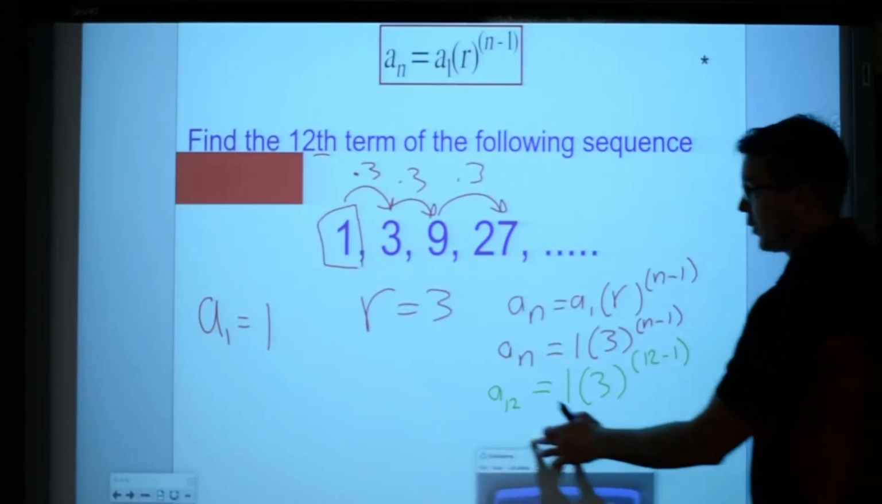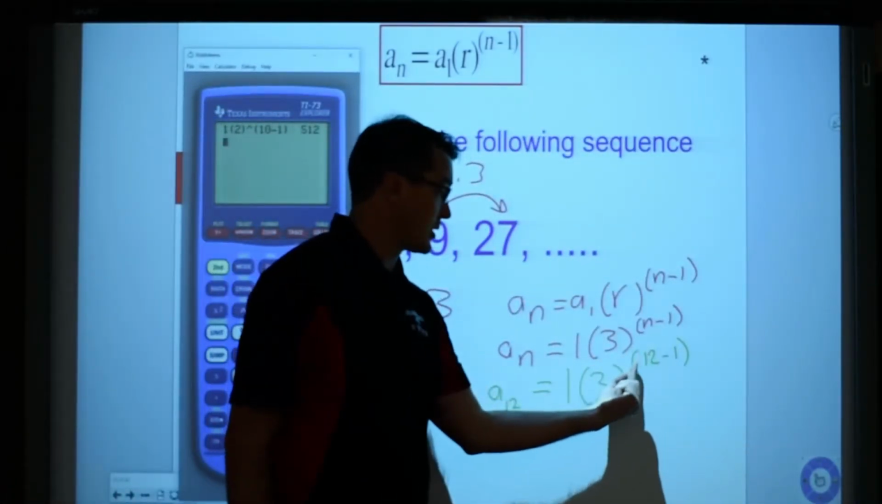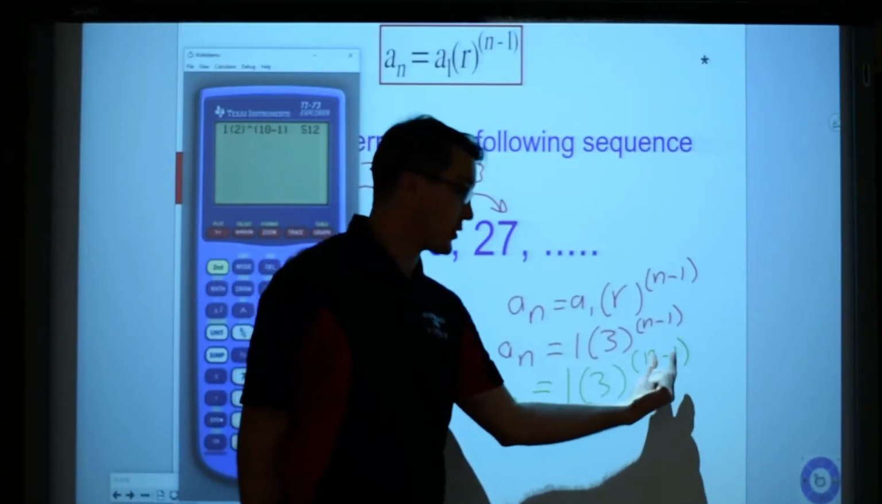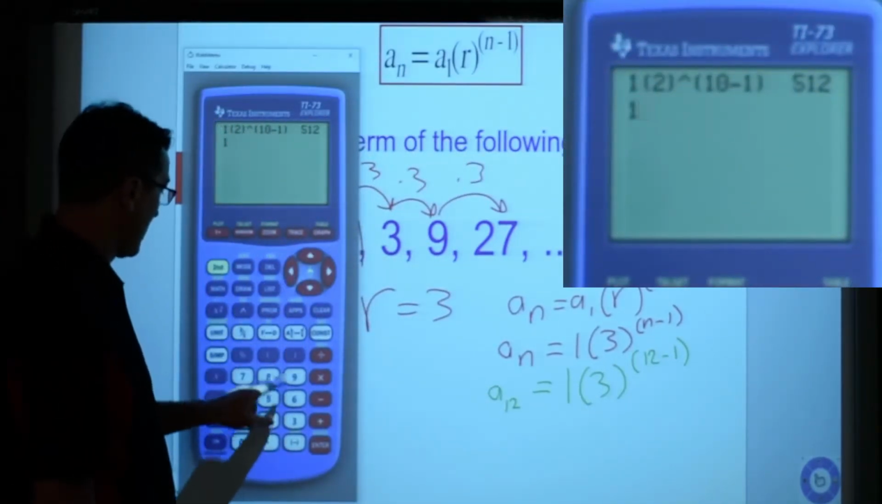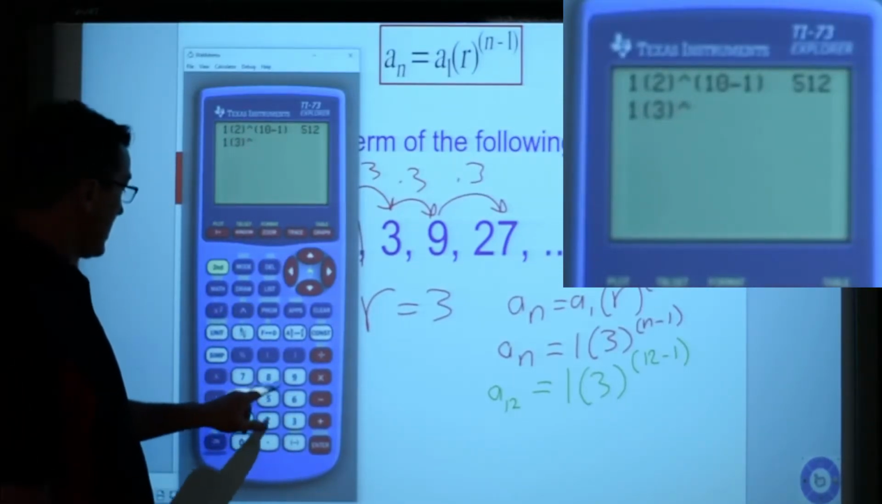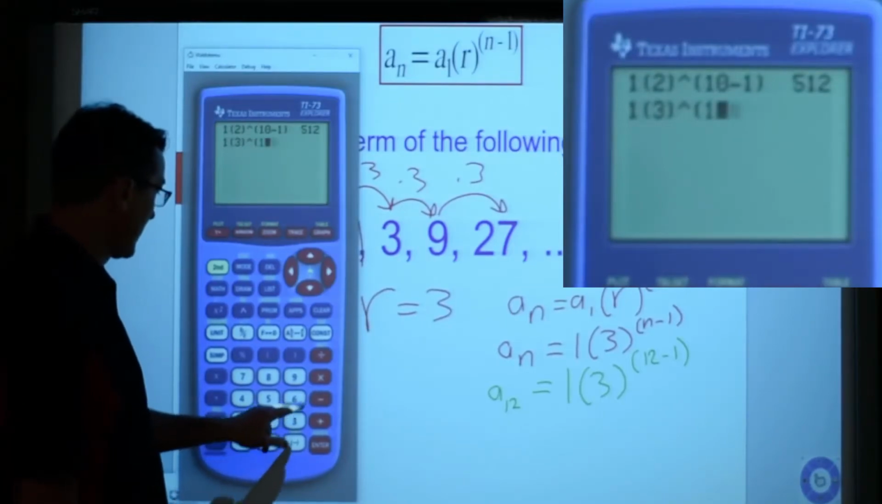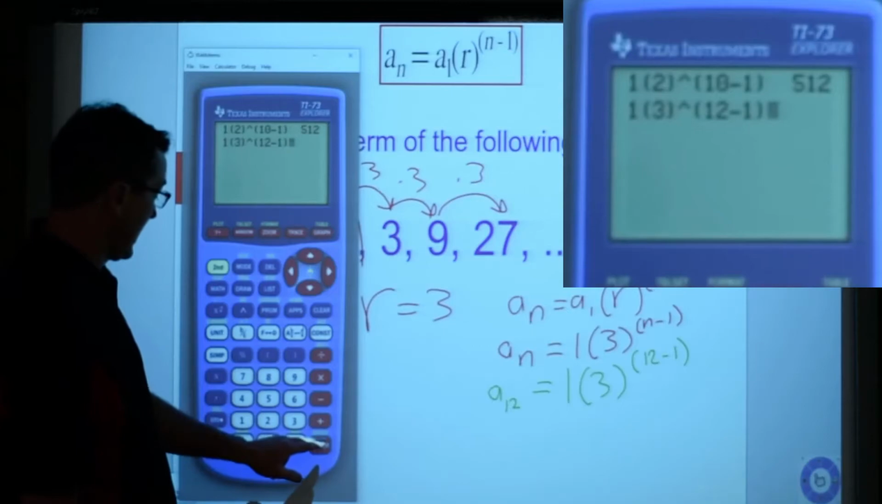And again, like I said before, students will often, because they're afraid to do this, mess this up. They'll just say, well, 12 minus 1 is 11, so I'll just go to the power of 11. But it's okay, you can write the whole thing in. 1, parentheses, 3, close parentheses, caret key again, parentheses, 12 minus 1, close parentheses, and hit enter.